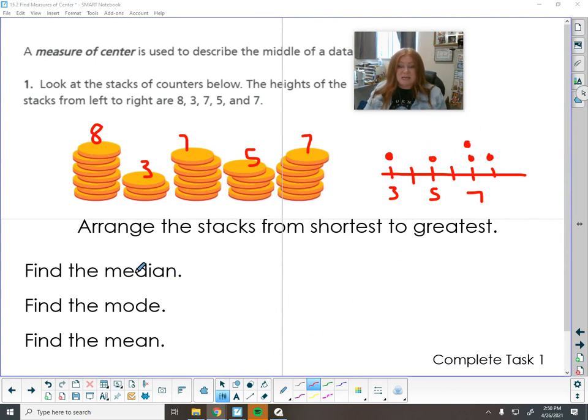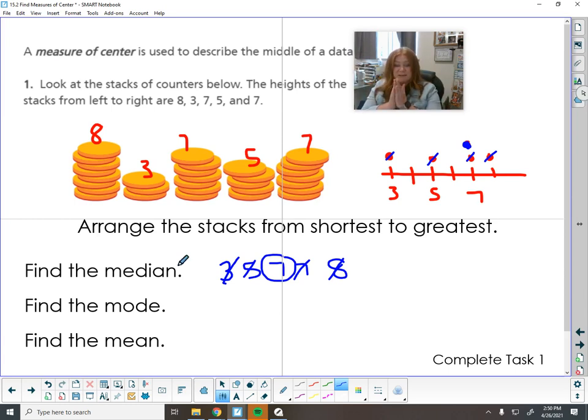So I want to find the median. I'm going to work in from both sides, canceling one out at a time. This 3 cancels out the 8. The smallest and largest cancel each other out. This 5 cancels out a 7. You can even make a list of it. So we have 3, 5, 7, 7, 8. They have to be in order, right? 3 and 8 cancel each other out, 7 and 5 do too. So my middle number is 7, right? I was left with just this dot here at 7. So the middle in order is 7.